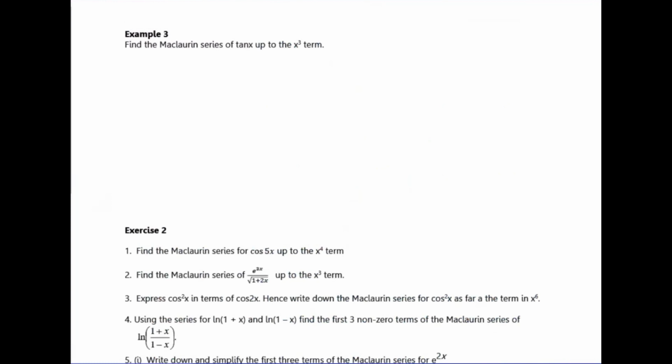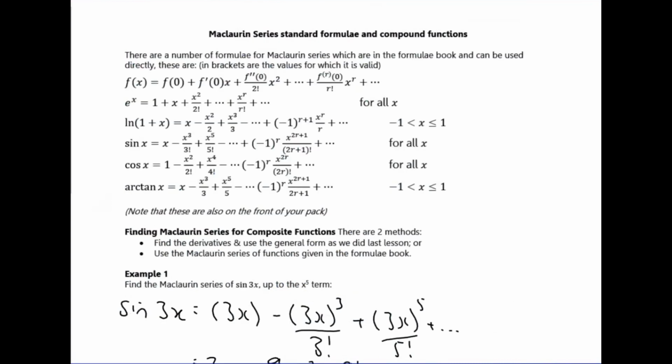Finally, we're going to do the Maclaurin series of tan x up to the x cubed term. Now, obviously, you could do tan x by differentiating it. It's going to get difficult because you differentiate tan, you get sec squared, differentiate that again, and it gets more difficult. You can use standard results for this, but it is a bit more difficult.